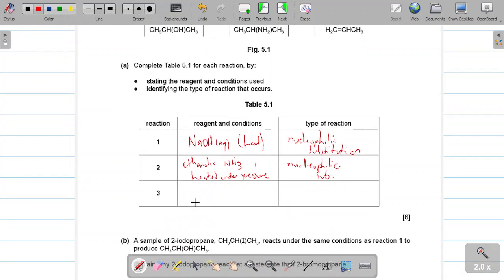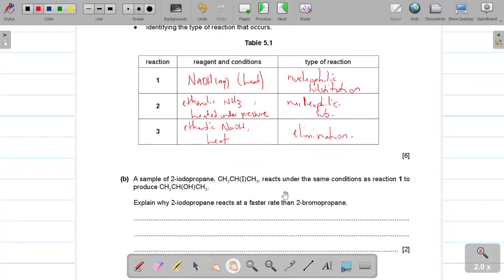And in the third reaction, we are going from a haloalkane to an alkene. So this immediately should tell us that we are dealing with ethanolic sodium hydroxide. So this is ethanolic sodium hydroxide, which means sodium hydroxide in ethanol, and we heat. And this is actually going to give us an elimination reaction. All right, so pretty straightforward.